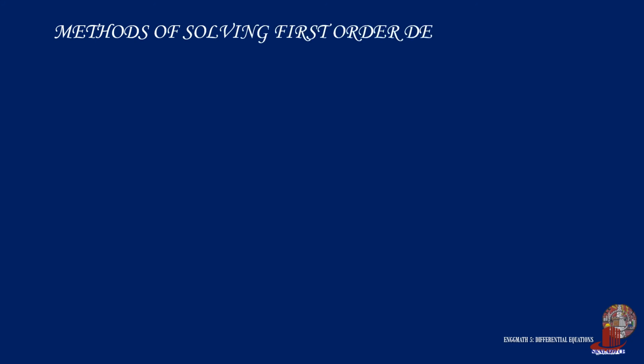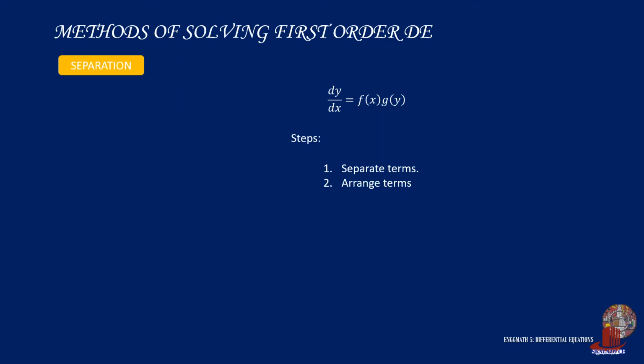The different types of differential equation follow different sets of solution methods. The first method which can be used is separation. In cases of separable differential equations with the form dy over dx equal to f of x times g of y, where f of x can be separated from g of y, the first step is to separate them and arrange so that y terms are with dy and x terms are with dx. Then integrate both sides.